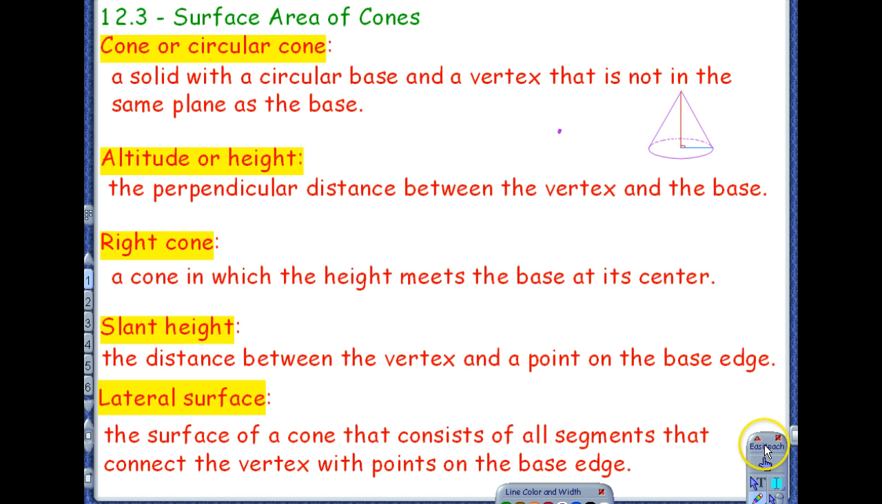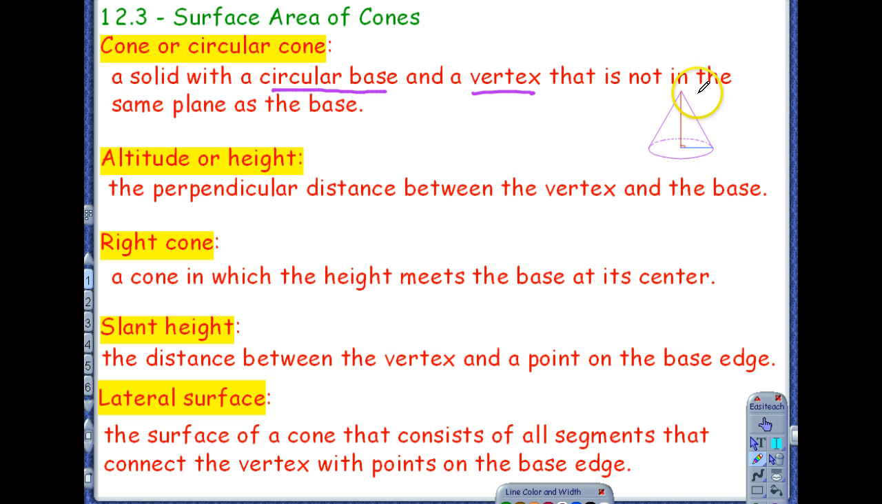But I like how you started with the question of why these are going together. It's because cones and pyramids have that one base. So it's a solid. This one base is a circle. It's going to have a vertex where basically all the other stuff meets. Notice that vertex, it says it's not in the same plane as the base. If it was in the same plane as the base, it would not be a three-dimensional solid. It would just be a circle.